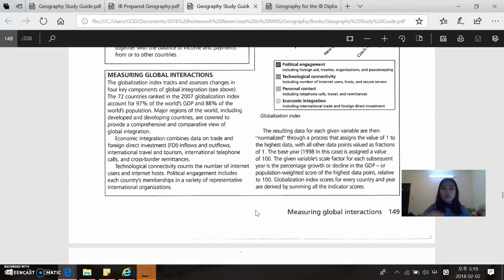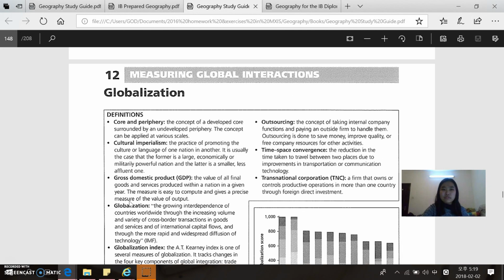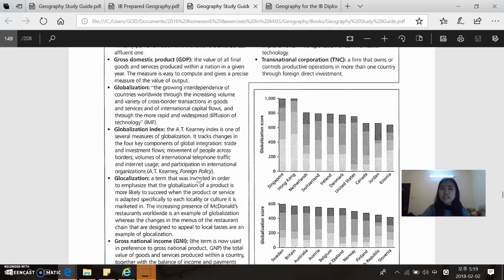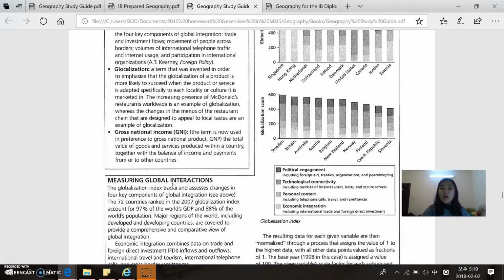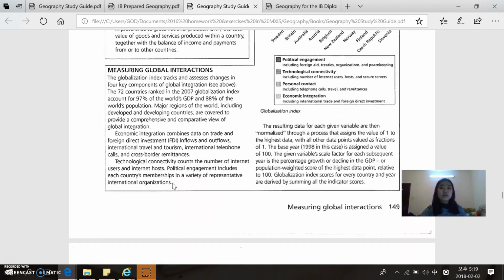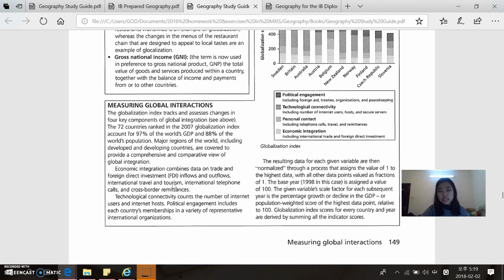So the first one we're going to tackle is the AT Kearney index. By the way, these are some of the definitions over here. You definitely have to understand these concepts, what they mean, so you can use them in writing the essay on your paper 3, but you don't necessarily have to memorize them. But if you know these, then try to go over them, read them, understand them, okay? So now we're going to talk about the AT Kearney index in detail, okay?